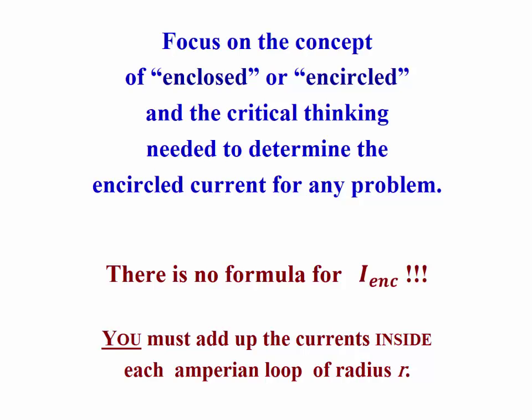Once again, I'll remind you, there's no formula for I enclosed. You get that by thinking. You must add up the currents inside of each Amperian loop of radius r and use that to calculate the field.